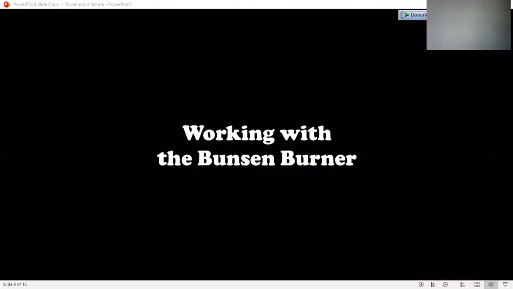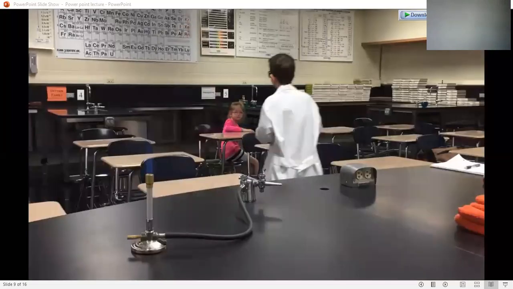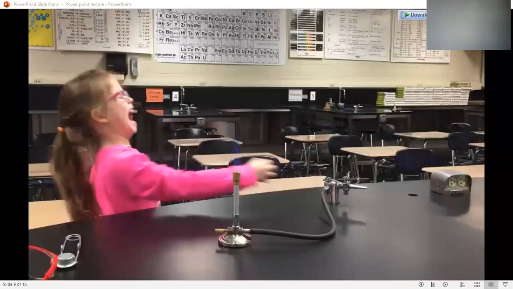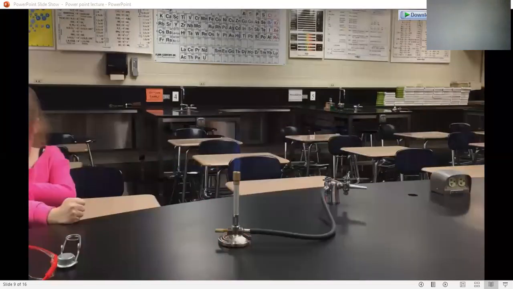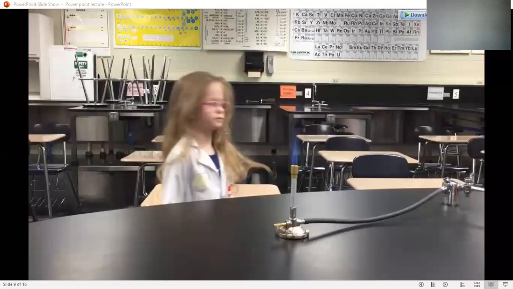Bunsen burners can be very dangerous if not used properly. Never walk away from a lit burner. Always turn it off before you walk away. Never reach over a burner, and be sure to roll up those long sleeves. If you have long hair, be sure to tie it back so that it doesn't catch fire.